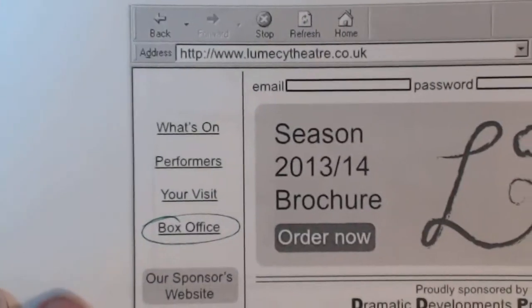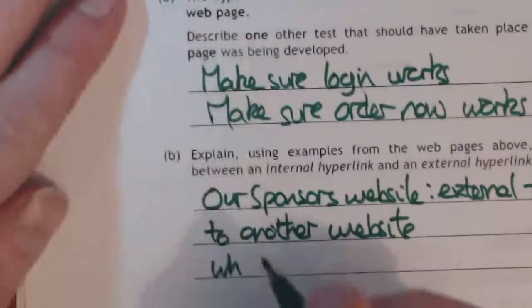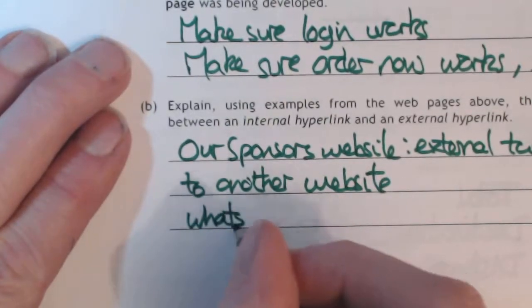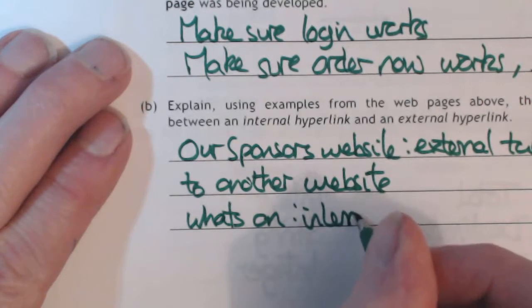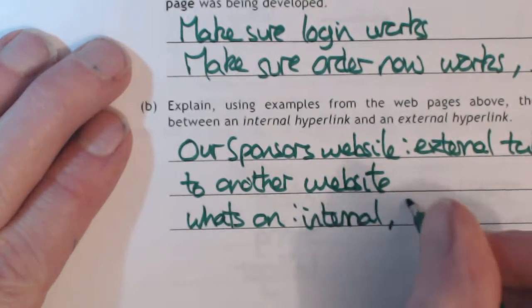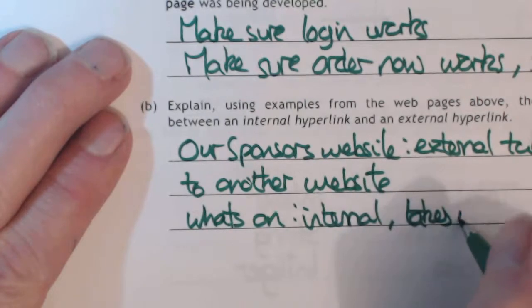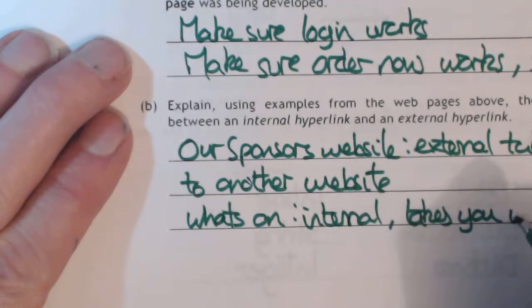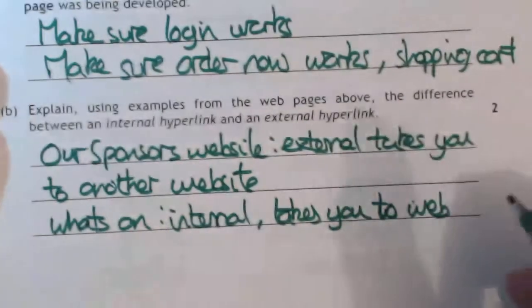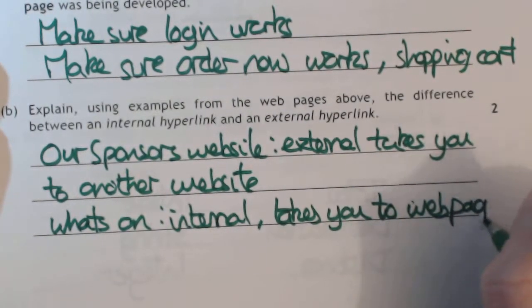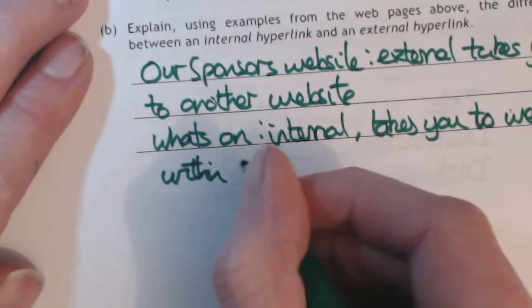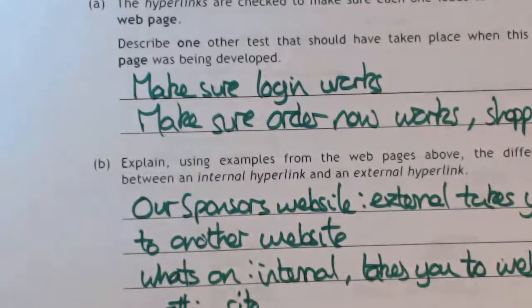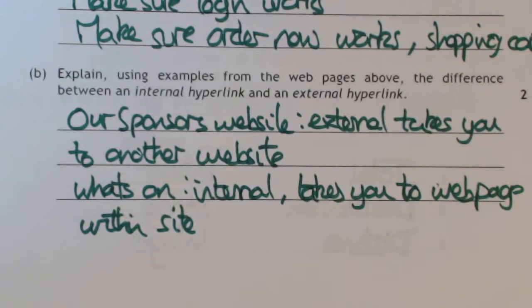And we'll then just say what's on, if you can actually see it, what's on internal. And that takes you to a web page within the site. Right, so that's again, it's a lot for 2 marks, but again, that's what they're asking for.